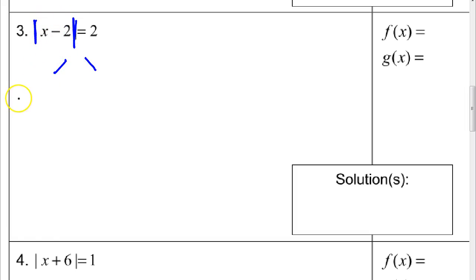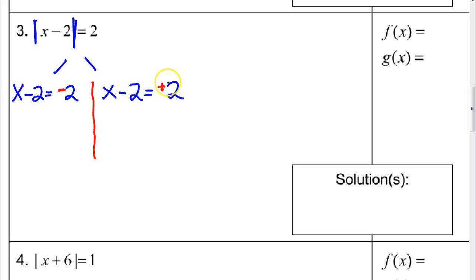So instead of just having x, we now have an x minus 2. So we have two equations to solve. One is equal to -2, one's equal to +2. So once you have absolute value by itself, you can split it up into two parts. Some people like putting a little line in between. Separate. You got to have one positive, one negative.